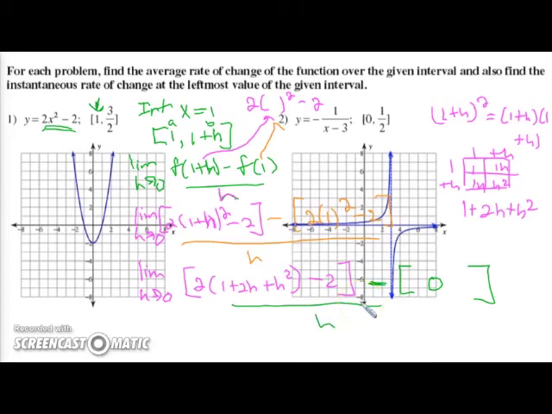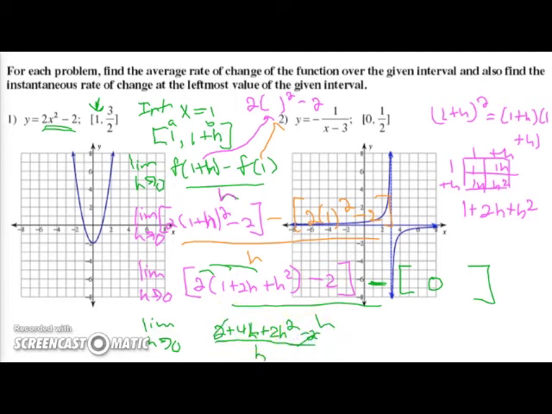Okay? So now by the distributive property, I'm going to get the limit as h goes to 0 of my particular function here. So I'm going to get 2 times 1 is 2. 2 times 2h is plus 4h. 2 times h squared is positive 2h squared. And then I'm going to minus 2 here, and that's going to be all over h. Well, what happened to the 2?